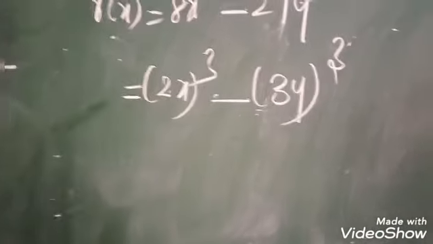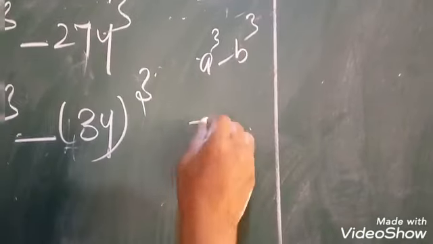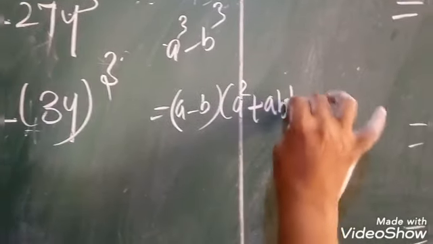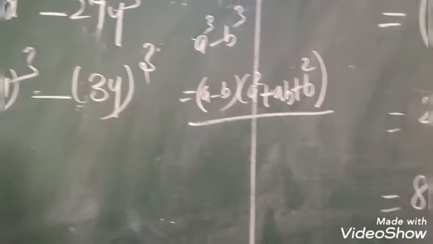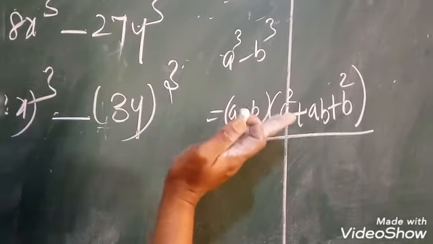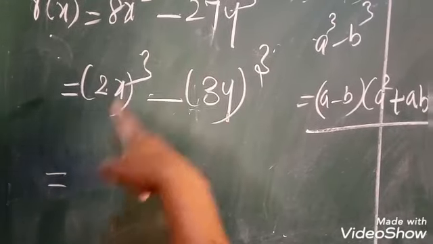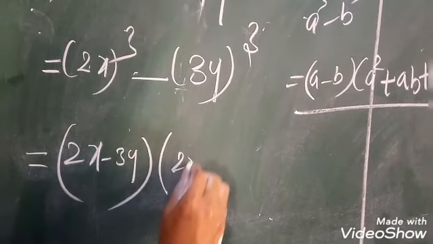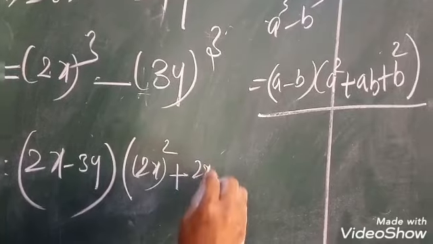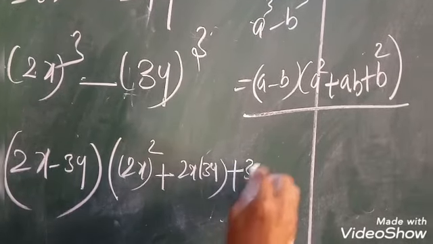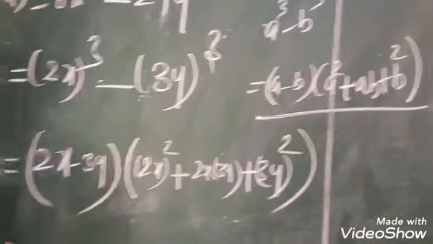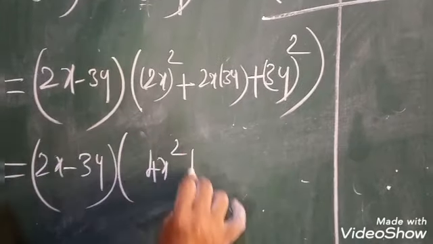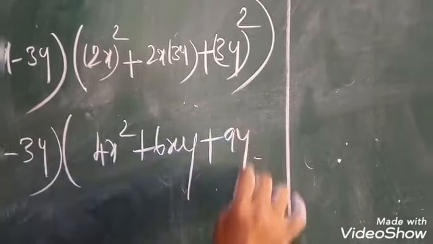This is one identity. We already studied a cube minus b cube. What is the identity, girls? Yes, a minus b into a squared plus ab plus b squared. You studied this identity in 8th and 9th also. Okay, girls, I am going to use this identity. Here a is considered as 2x, b is considered as 3y. Now 2x minus 3y into 2x the whole squared plus 2x into 3y plus 3y the whole square. Okay, girls, now I am simplifying it. 2x minus 3y into 4x squared plus 6xy plus 9y squared.